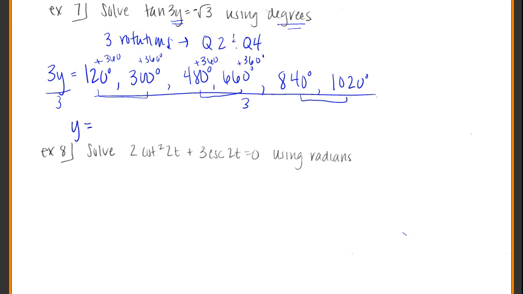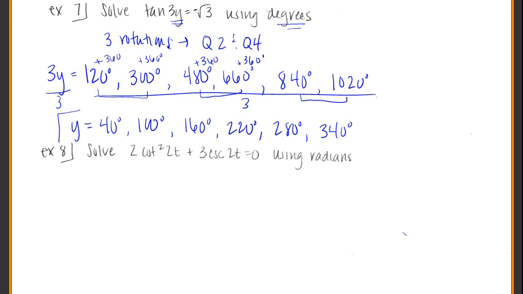So really, y is equal to 120 divided by 3, which is 40. 300 divided by 3, which is 100. 480 divided by 3, which is 160. 660 divided by 3, which is 220. 840 divided by 3, which is 280, and 1020 divided by 3, which is 340 degrees.